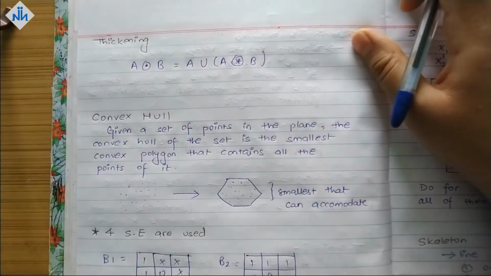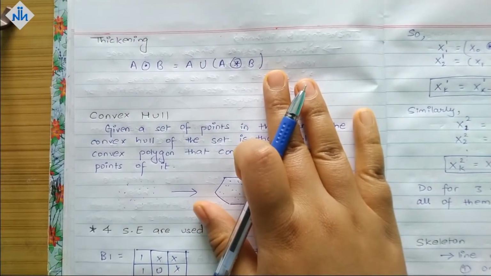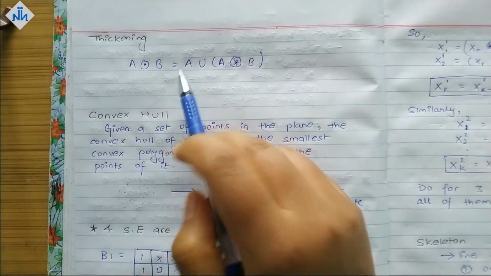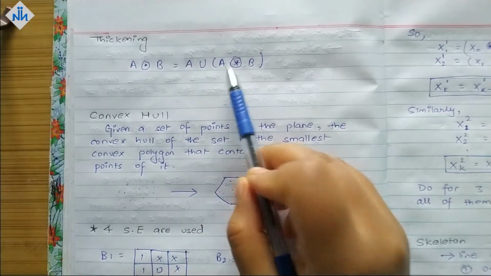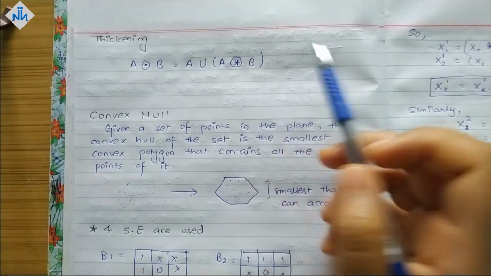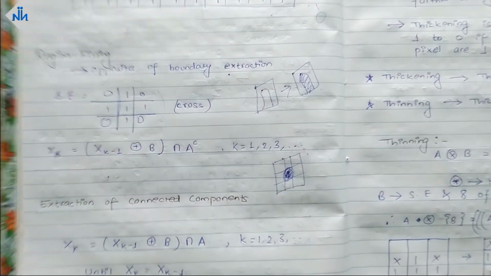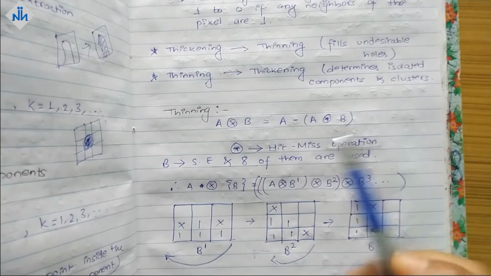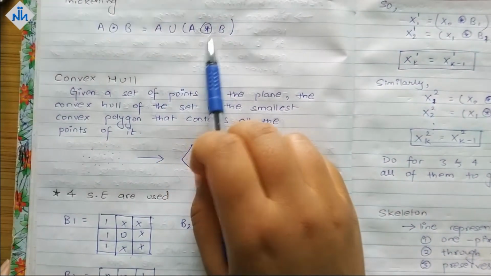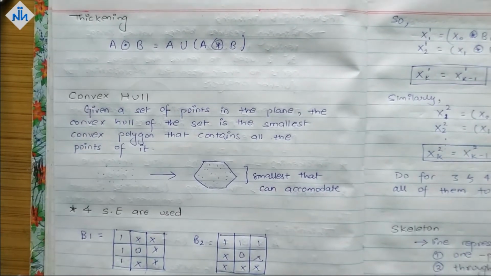Then we have thickening. It is exactly the same as thinning. The only thing that changes is the formula, that is A union A hit-or-miss B. Here we were doing A minus the hit-or-miss, and here we are going to do A union. So that is all about thickening and thinning.